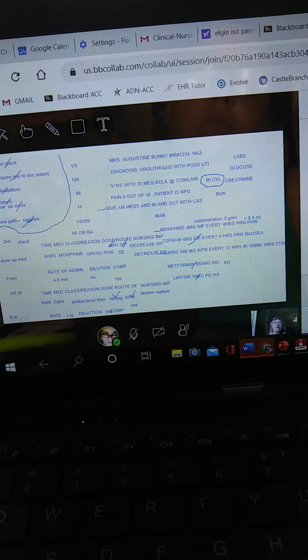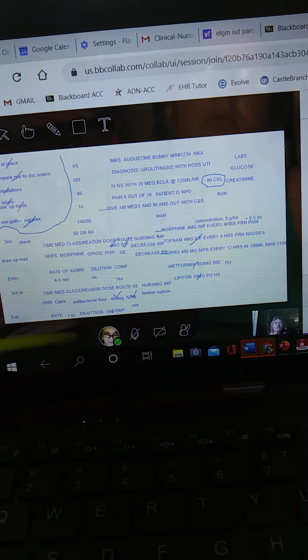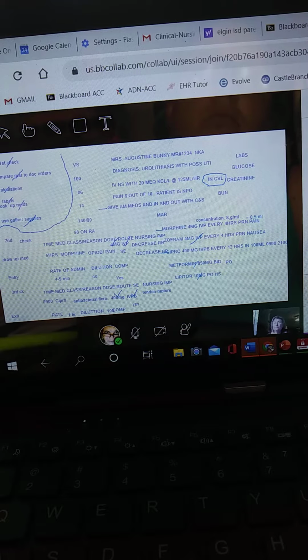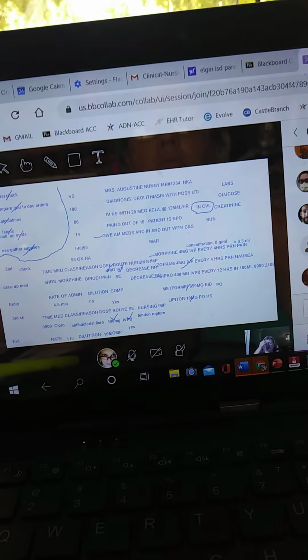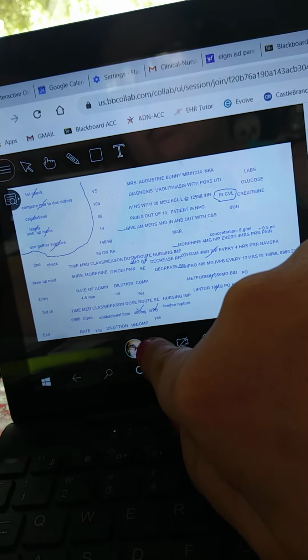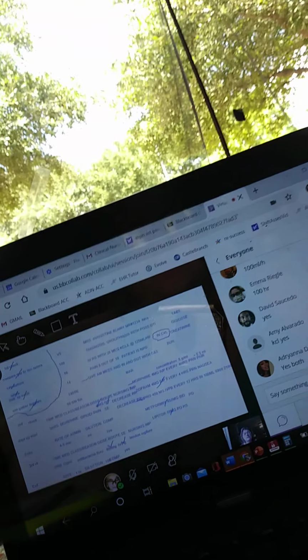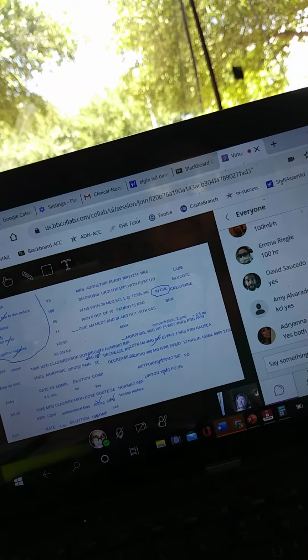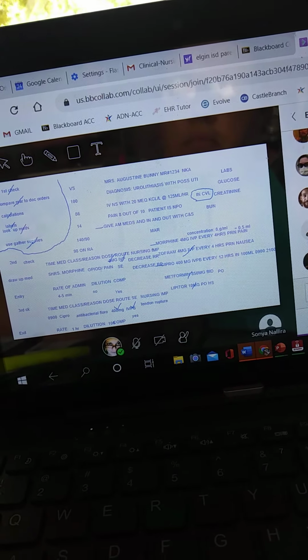Her vital signs, she has a temp of 100. Everything's normal. Her respirations are 14. Her blood pressure's a little elevated, 140 over 90. I'm going to attribute that to what? Pain. Nerves? Pain. Yeah, she's in pain. So when I come back to reassess her pain, I'm going to reassess that blood pressure.